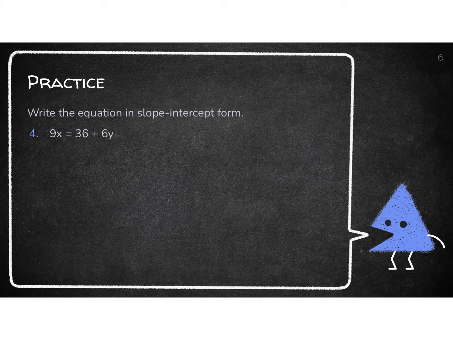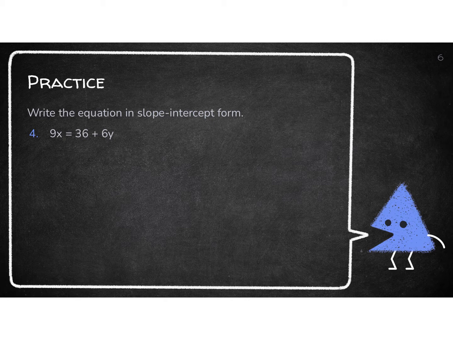Here's example number 4 here. I have 9x equal to 36 plus 6y. Now, the x and the y are on opposite sides. That's good, okay? It does not matter that the y is on the right versus on the left. It's still on opposite sides of the equal sign. So we can leave that y over there, and we're going to go on to the next step.